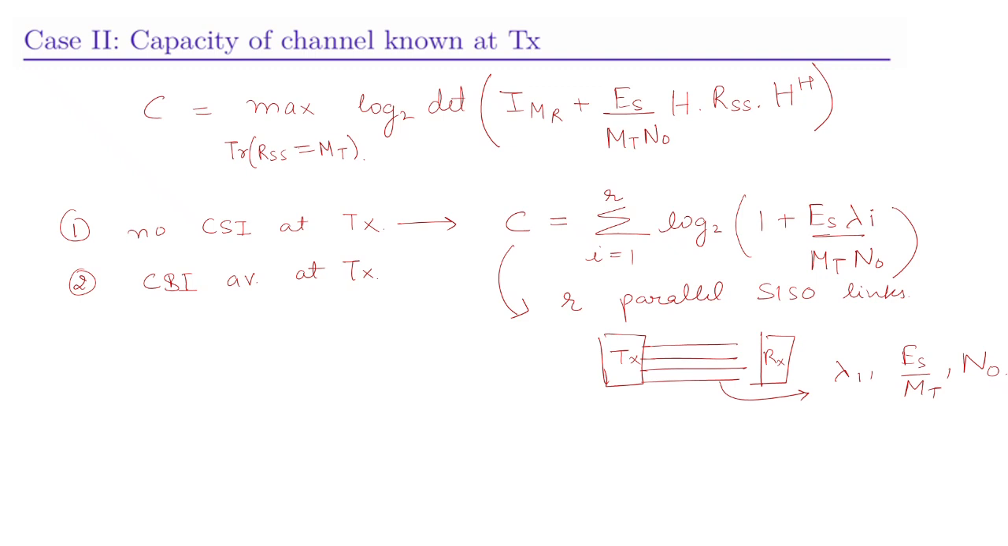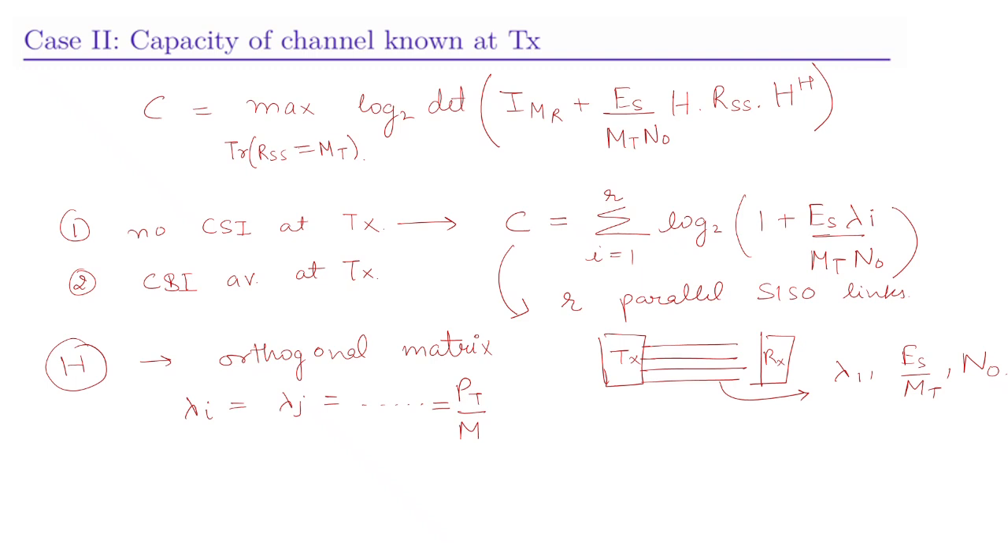And then we also considered what property of H would lead to maximum capacity, and there we said H needs to be an orthogonal matrix, and only then lambda_i would be equal to lambda_j would be equal to MT by M. That means the power assigned to all the links would be equal.